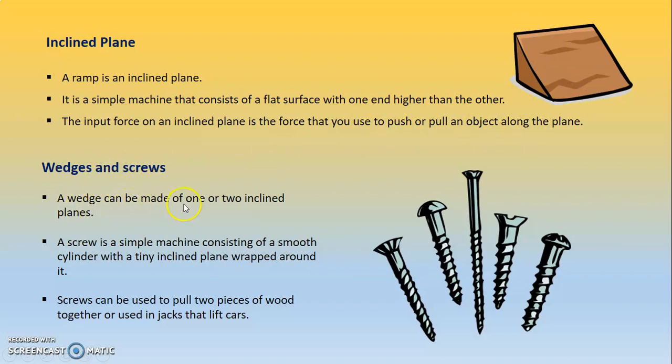Wedges and screws. A wedge can be made of one or two inclined planes. A screw is a simple machine consisting of a smooth cylinder with a tiny inclined plane wrapped around it. Screws can be used to pull two pieces of wood together or used in jacks that lift cars.